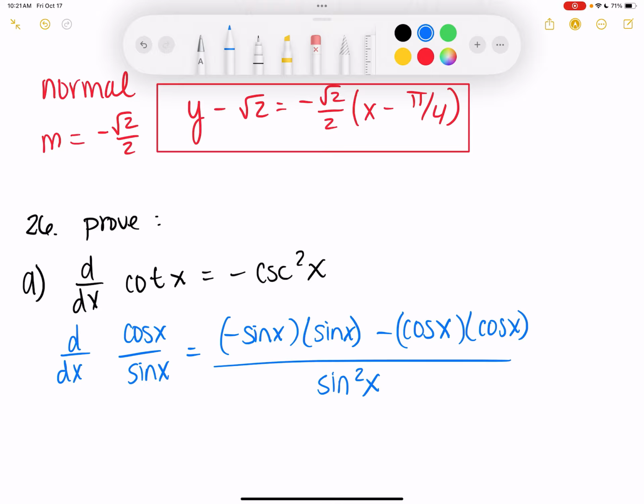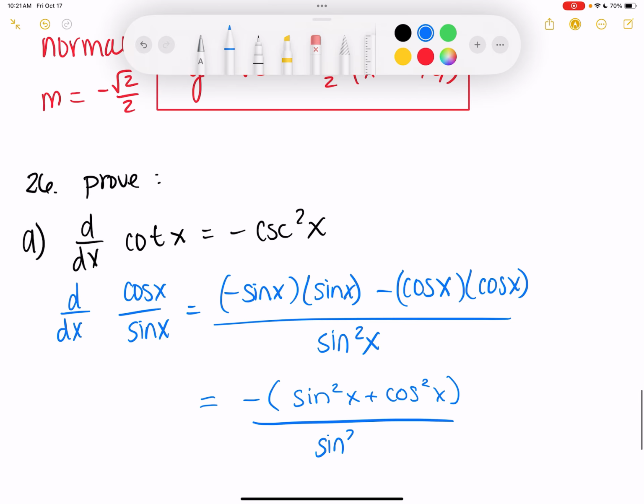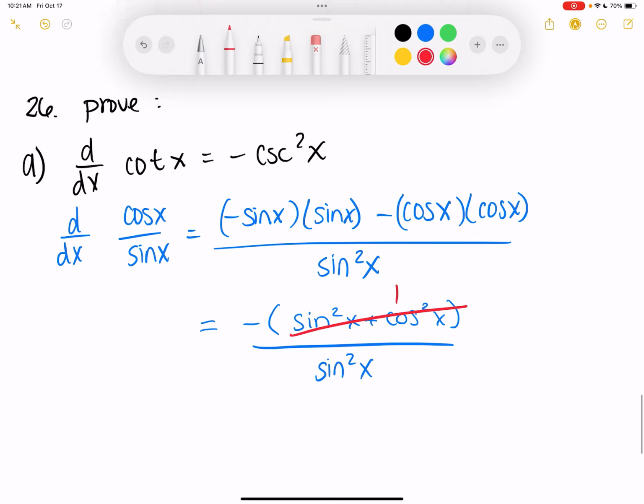So then on top I'm going to go ahead and take out the negative, and then I get sine squared x plus cosine squared x over sine squared x. And then sine squared plus cosine squared, this is again where your identities come in handy. Well, that's just equal to 1. So then negative 1 over sine squared would be negative cosecant squared of x. So this is almost like a variation of when we were verifying identities last year, just with derivatives instead.